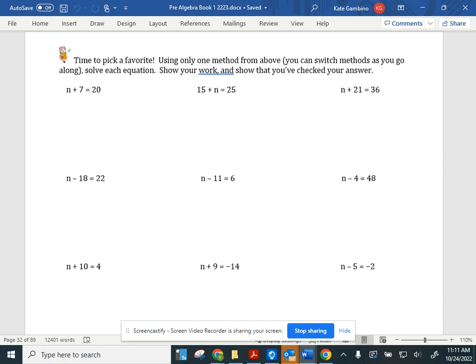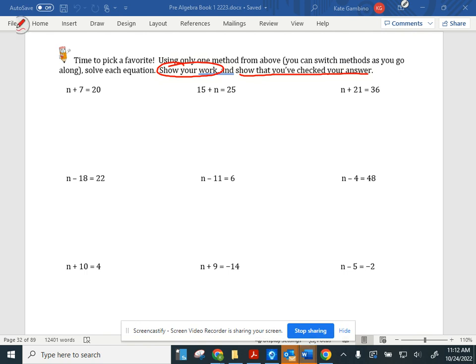But notice what our directions say. Show your work and show that you checked your answer. So you're going to rewrite it with the answer in for the end, and make sure that you end up with this. We should end up with 20 equals 20. So you should be putting in your answer plus 7 equals 20 to end up with 20 equals 20. So I should see not only your answer of n equals, I should also see a 20 equals 20 worked out. Does that make sense?